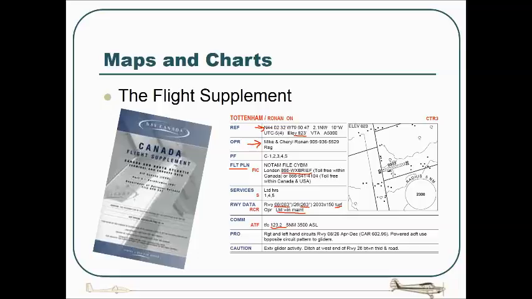And some additional information such as right and left-hand circuits for the runway. Powered aircraft use the opposite pattern to the gliders. So if I show up, I fly over the field, I look down, I see a glider in the circuit, I see a power plane in the circuit, I know what to expect.